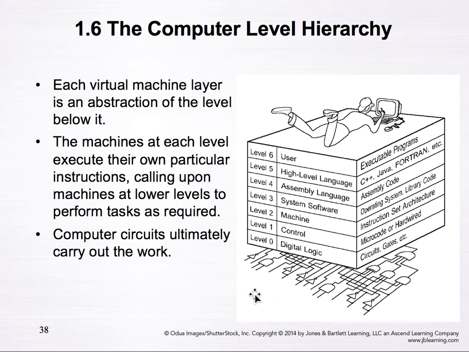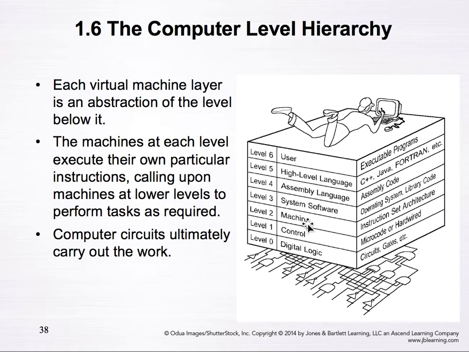So let's look at the layers of the computer. We have 7 layers from level 0 to level 6. At level 6, that's where the user interacts with the computer. That's the executable program. Level 5, that's a high level language like C++, Java, Fortran, and so on. Level 4, that's assembly language. Level 3, that's system software, like the operating system, library code, and so on.